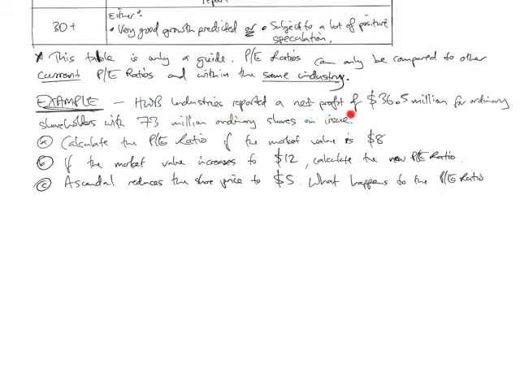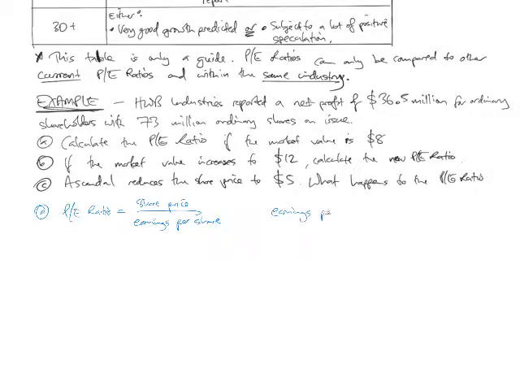HWB Industries reported a net profit of $36.5 million for ordinary shareholders, and it's got 73 million ordinary shares on issue. What's the PE ratio if the market value is $8? So A, the PE ratio is going to be share price over earnings per share. The only problem is we don't know what the earnings per share are. We need to work it out.